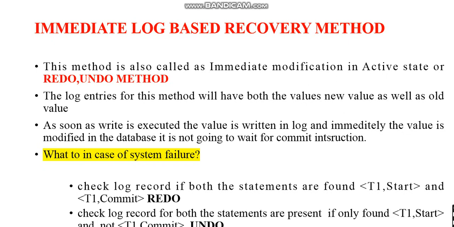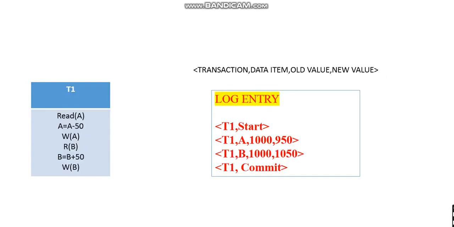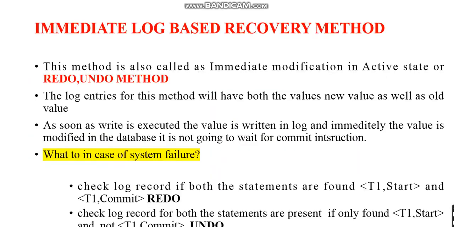Then it is going to check the log record. Since I have said that redo-undo methods are based on the log entries, right? Then it is going to check the log record. If both the statements are found in the log records, that is T1 comma start and T1 comma commit, then it is going to redo.